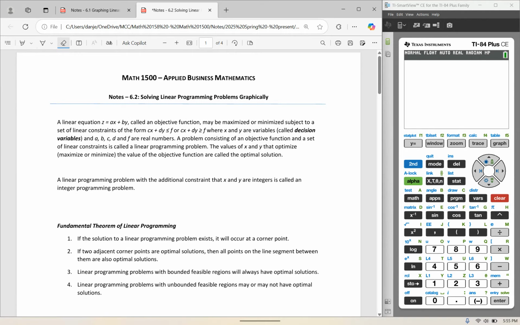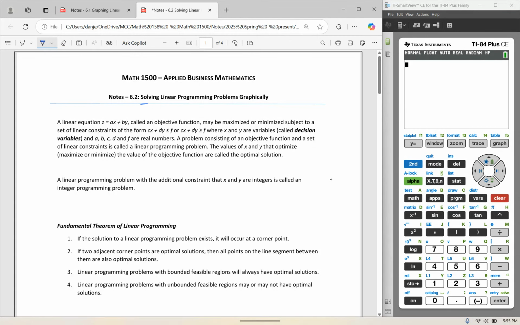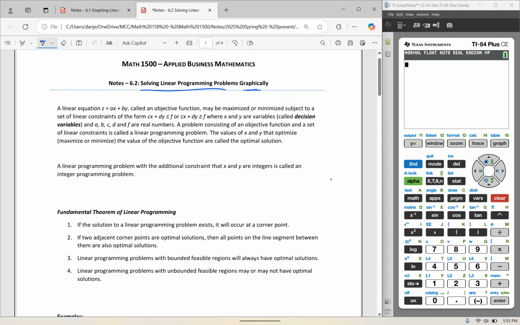Today, in this video, we're going to be looking at solving linear programming problems by graphing. There's a bunch of information in this top paragraph. A linear equation where z equals ax plus by is called an objective function. I'm going to come back to this later, but with this objective function, we want to either maximize or minimize it according to a bunch of linear constraints.